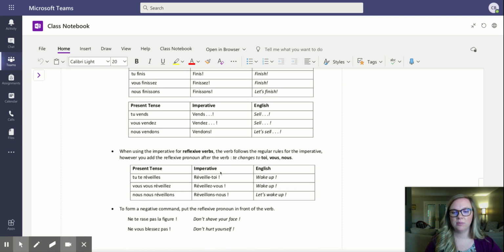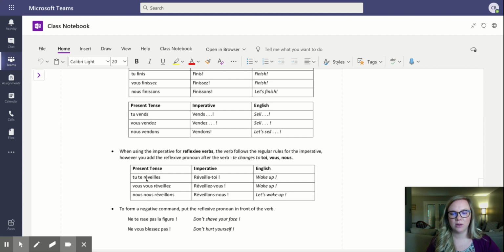Now, when you use the imperative for reflexive verbs, the verb follows those same patterns. So if it's an ER verb, in the tu form, you drop the S. IR verbs, RE verbs, okay, the pattern will stay the same. Except now you have to do something with that reflexive pronoun. So in the present tense here, you say tu te réveilles, you wake up. When you want to make it a command, to say, hey, wake up, réveille-toi. Notice the S came off, so that rule still applied with the verb.